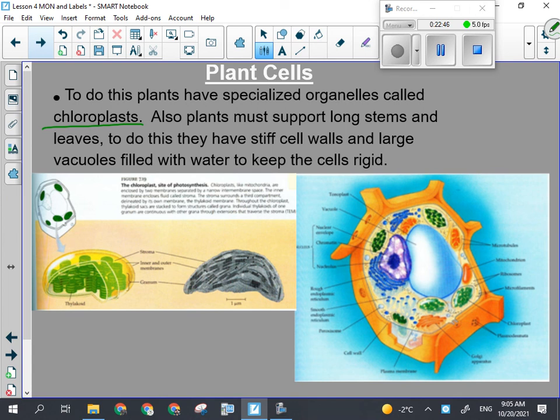Plants need to be able to support their growth. And plants don't have bones. Obviously, for lots of animals, we support our growth and mass with bones. But plants don't have bones. So how do plants support their growth? A couple of different ways.